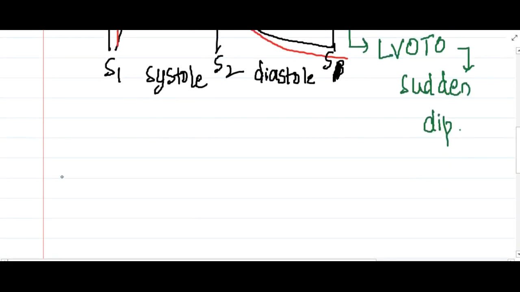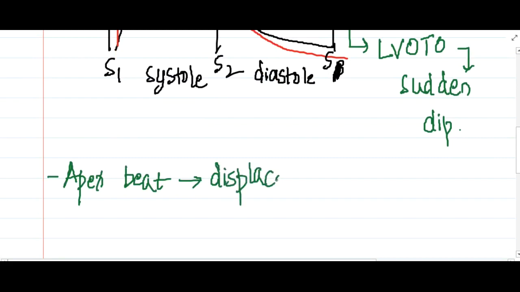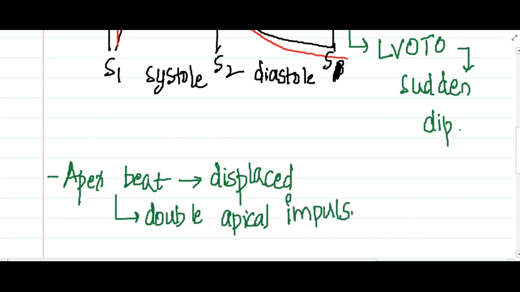Then if you see the apex beat in these individuals, this is displaced. This apex beat is displaced, and you will also see the presence of a double or triple apical impulse in hypertrophic obstructive cardiomyopathy. This displaced apex beat is seen in either the fifth or sixth intercostal space.